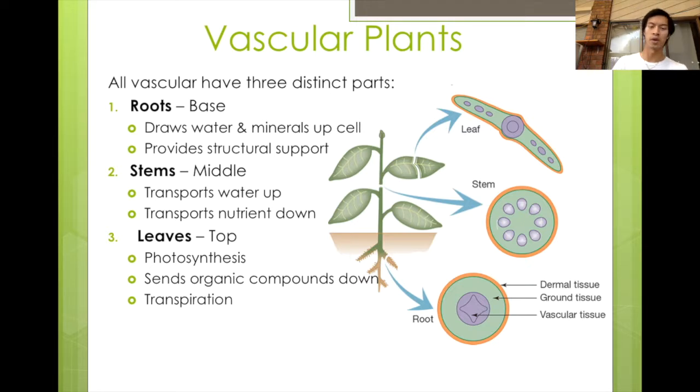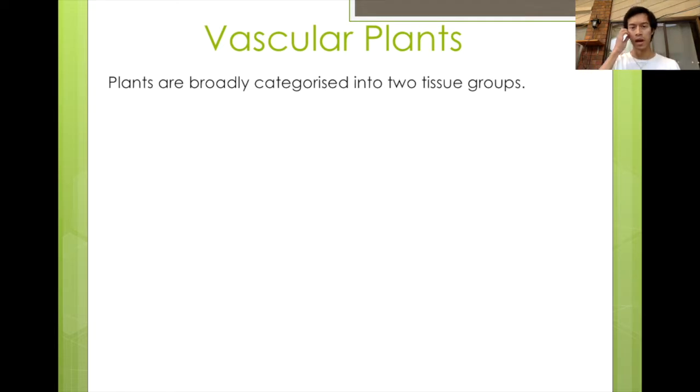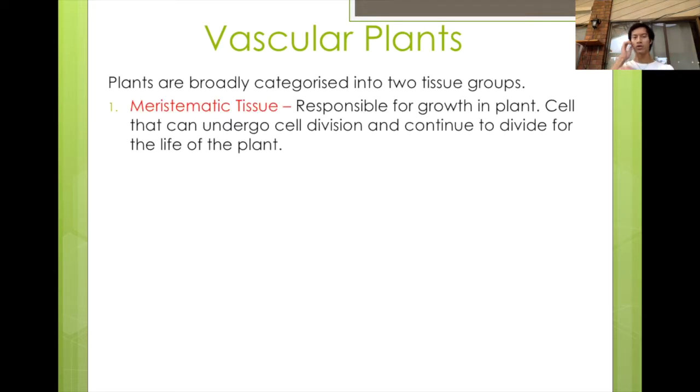And then finally, you've got your main photosynthetic organ, which is your leaf, which sits at the top forming the crown. That is responsible for photosynthesis, sends the organic compounds that it produces to the other parts of the plant, and it draws water from the base of the plant up and out through the leaves, which is part of the photosynthesis process. Okay, and so there are two major tissue groups in all plants.